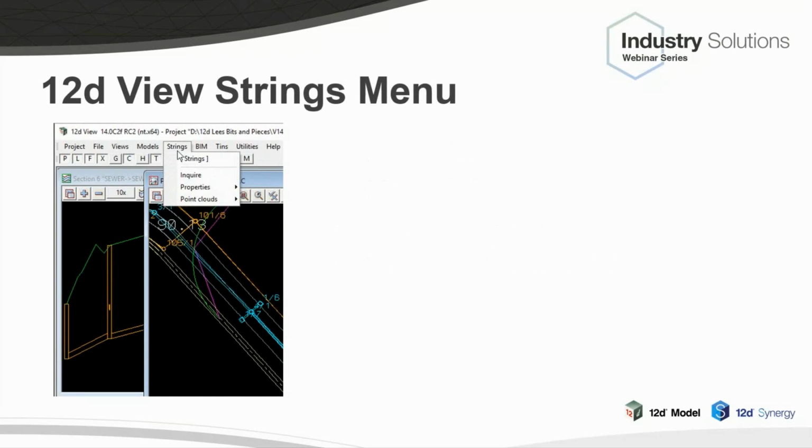The string menu, well, because we don't create data, there's not too much on this one, but you have your string object inquire. I'll say object inquire because it not only picks up information about strings, it also shows information about trimeshes, which are not strings as such. So it is more than just a string inquire, it is really an object inquire.